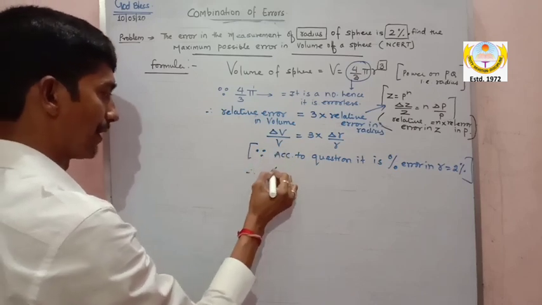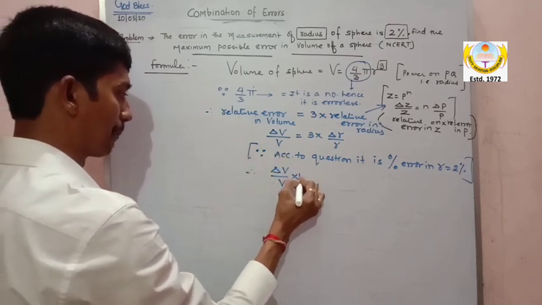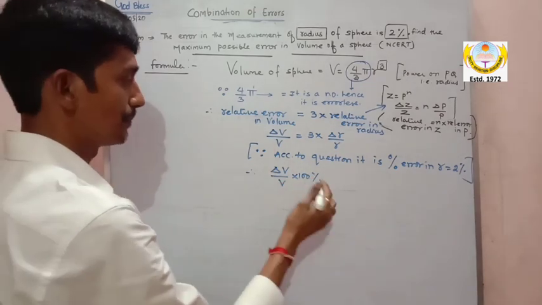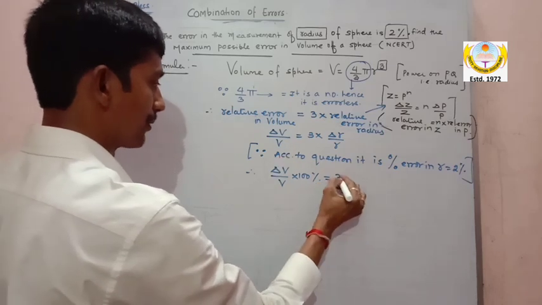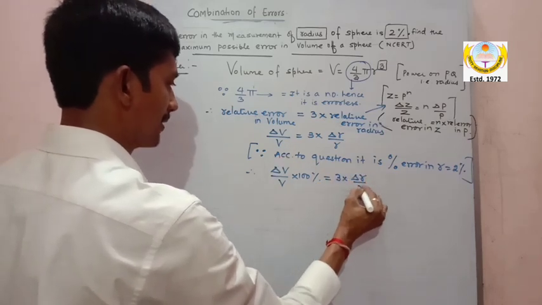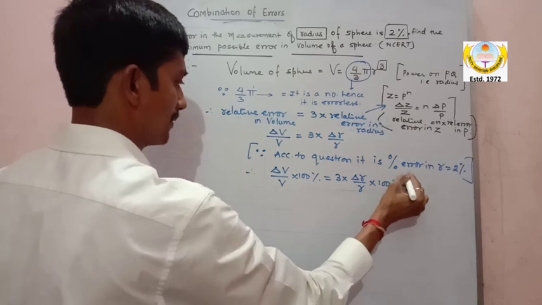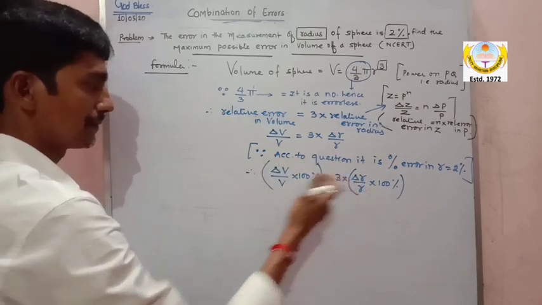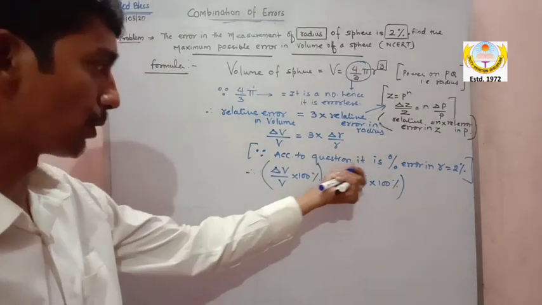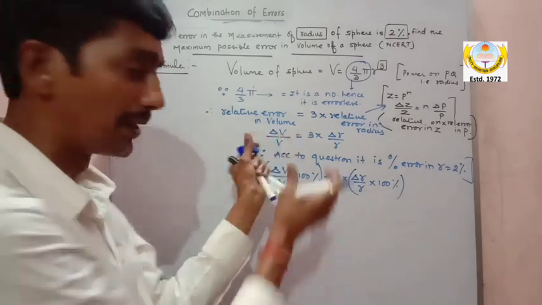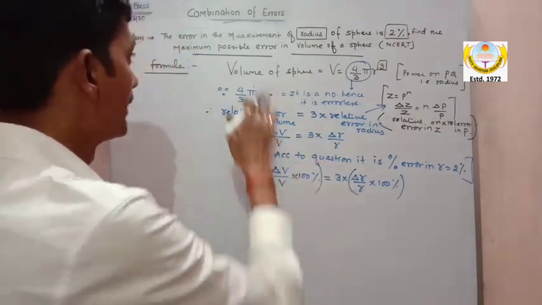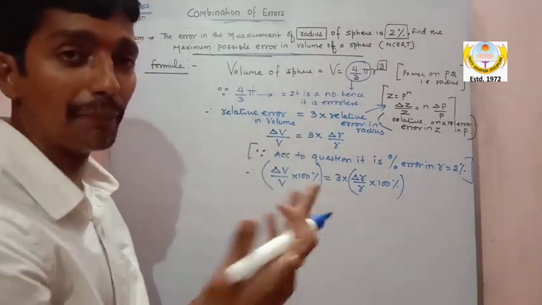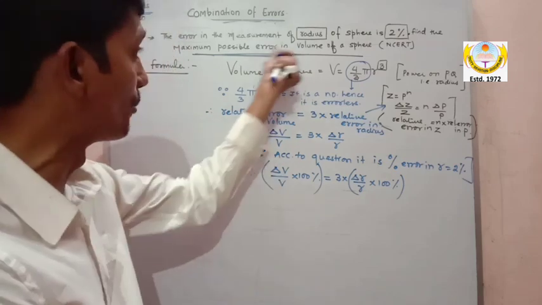Therefore, what should I do? I will calculate delta V by V into 100%. Now this becomes percentage error in volume, which is equal to 3 into delta R by R into 100%. And this becomes percentage error in radius. The question is given in percentage error, therefore I need to convert this relative error into percentage error. And then I said, this is not, sir, maximum possible error in volume. Actually, we have to find maximum possible percentage error in volume.